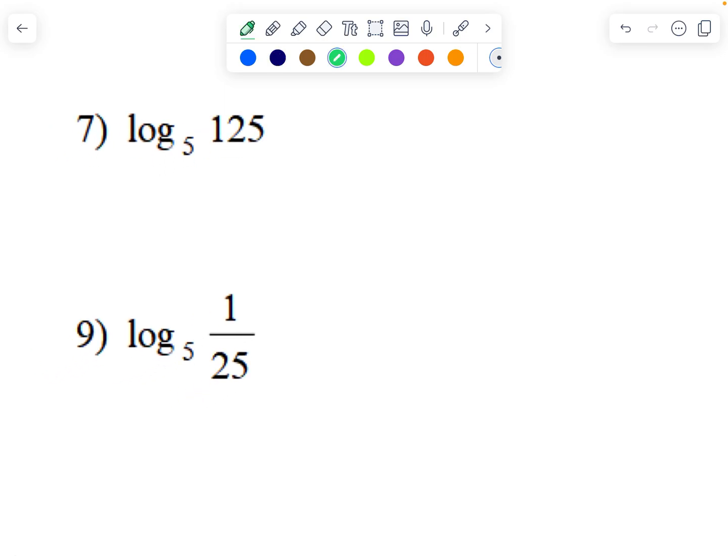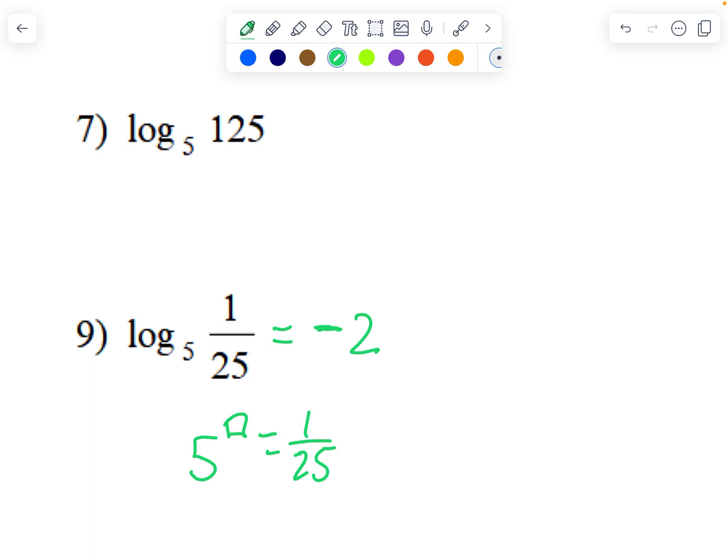Well, it asks a question. Base to what power is argument? 5 to what power is 1/25th? Oh, wait. If I want to get a fraction, I want a negative exponent. Okay, so it's got to be negative. But if I want to get 25 from 5, it's got to be a negative 2. Cool. Log base 5 of 1/25th is negative 2.